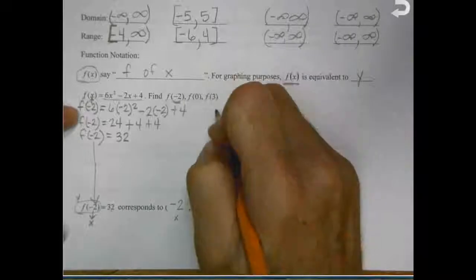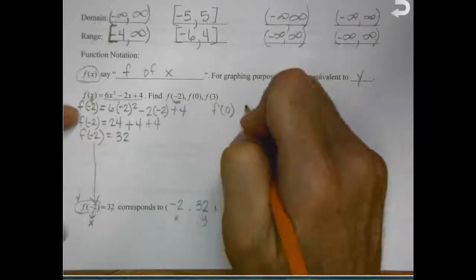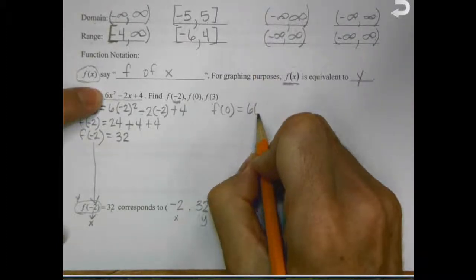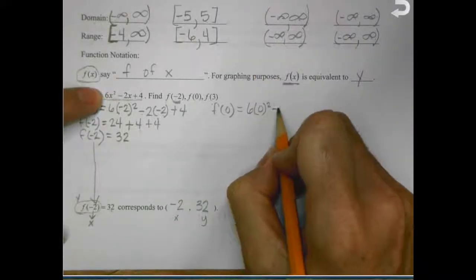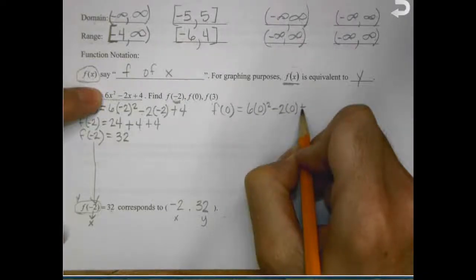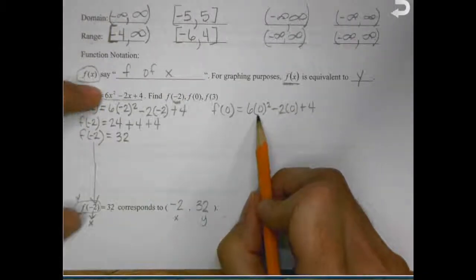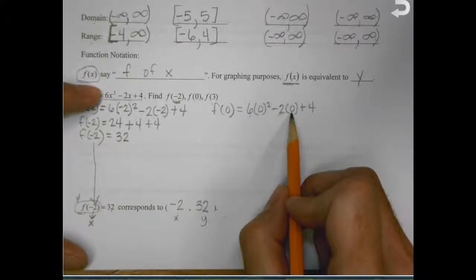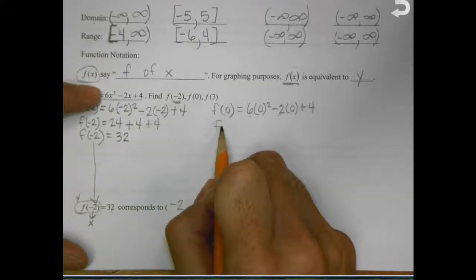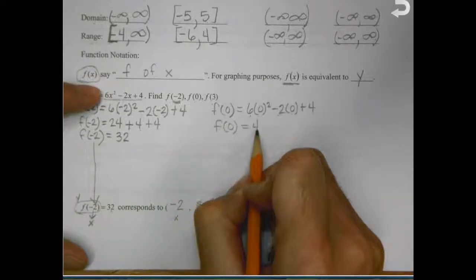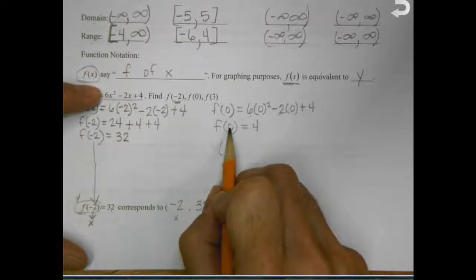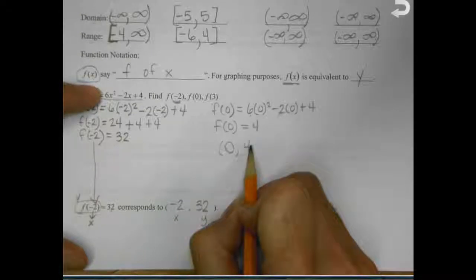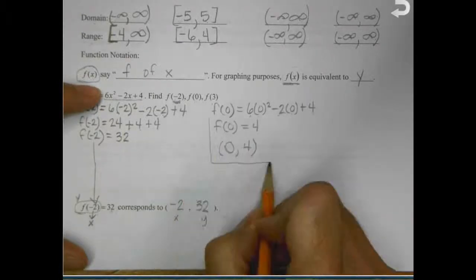And now my next one, f of 0. So I'll use this quadratic again, 6 times the quantity 0 squared minus 2 times 0 plus 4. Now 0 squared is just 0, and times 6 is still 0. Negative 2 times 0, 0 also, and all I have left is a 4. So f of 0 equals 4. And if I want that as an ordered pair, remember this is my x part, so put in the 0 there, and 4 for the y. So there would be an equivalent ordered pair.